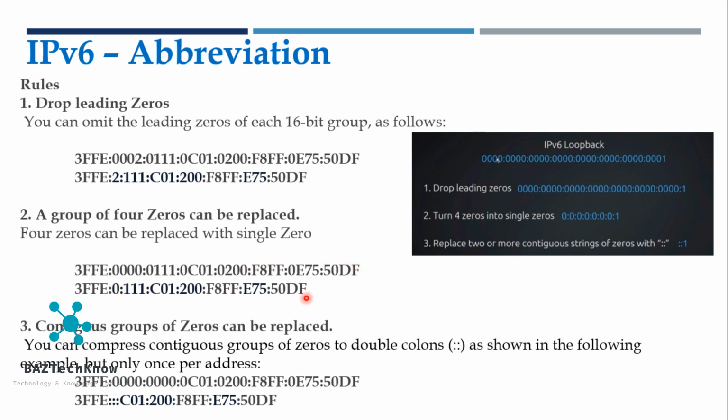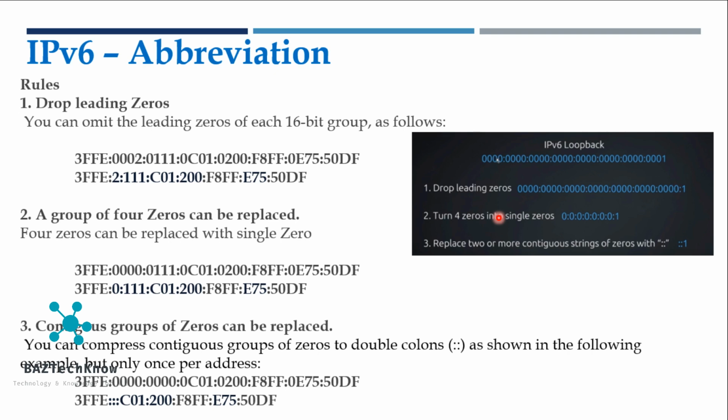Now moving further to the third rule. If there's a contiguous group of zeros, it can be replaced with a double colon. Like in the example of the loopback address, where you have a contiguous group of zeros, you can remove that group with a double colon. But there's a catch: this double colon can be used only once. You cannot use it twice.